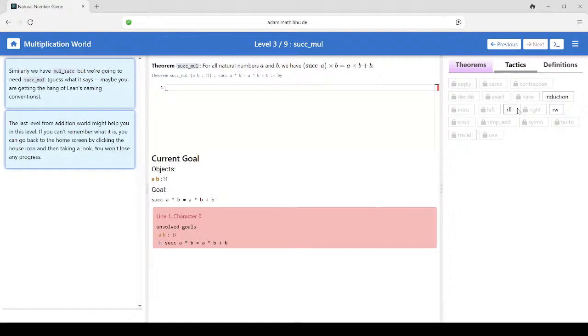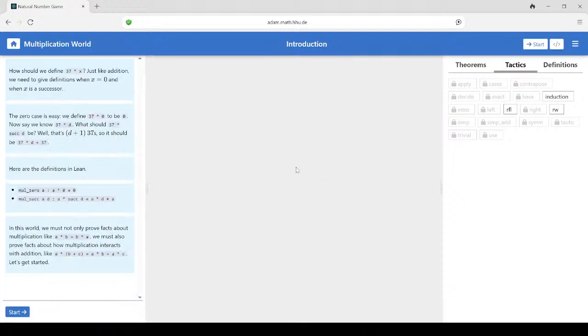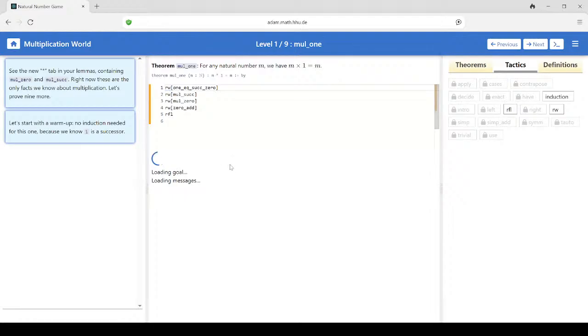So we have induction, reflect, and rewrite. I'm not sure if we can use induction. I'm not actually positive if this is. You know what? Perhaps we must go backwards before we can go forwards, because I'm pretty stuck on this one. So let's do these two questions. Let's start multiplication world over, just so I can get back into the swing of it.